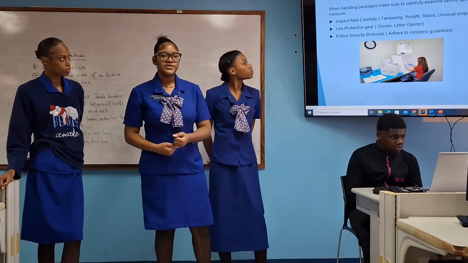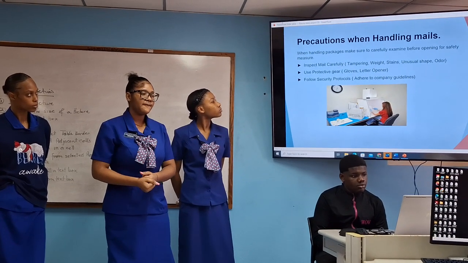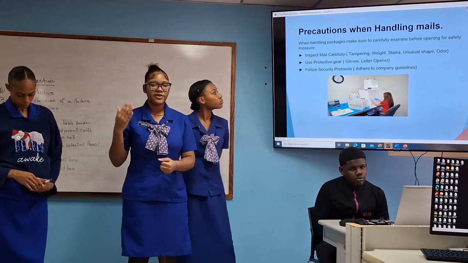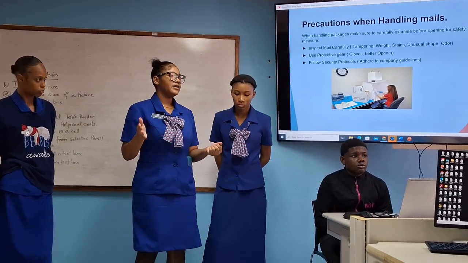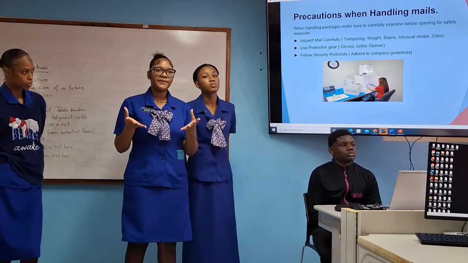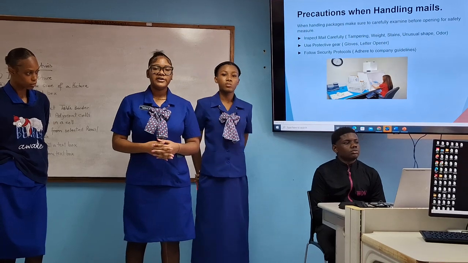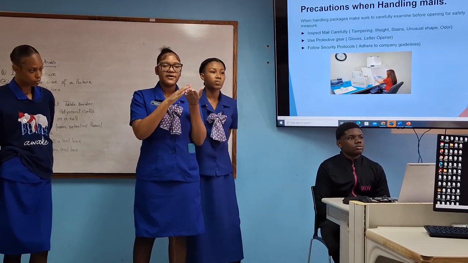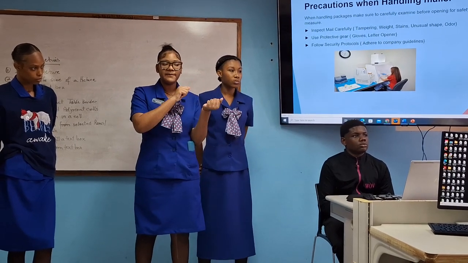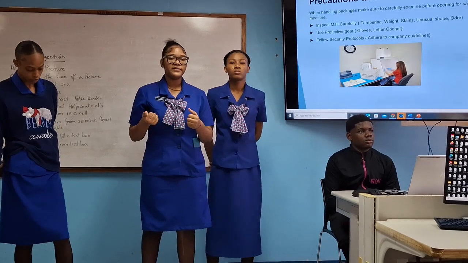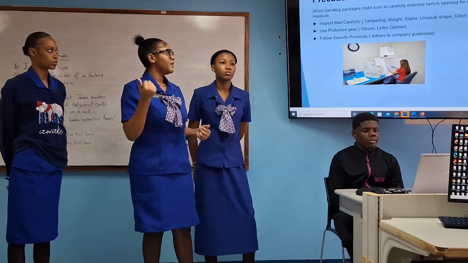Okay, precautions when handling mails. So when the clerk gets the mail, they should do a thorough inspection of the mail, where they look for tampering. With tampering, you're going to look to see if the mail is pilfered, where you have a slight slit, or the mail was opened and they tried to close it back. You're going to look out for those things because you don't want anything to be missing and then you can't account for it.